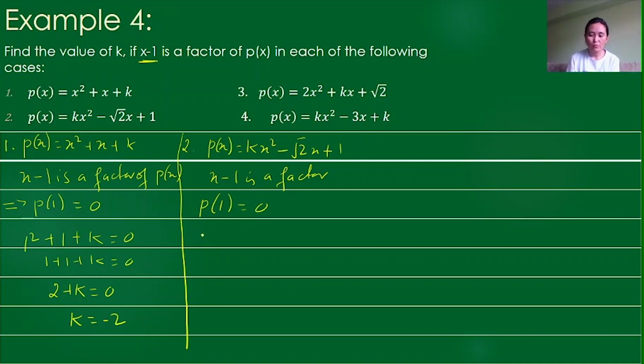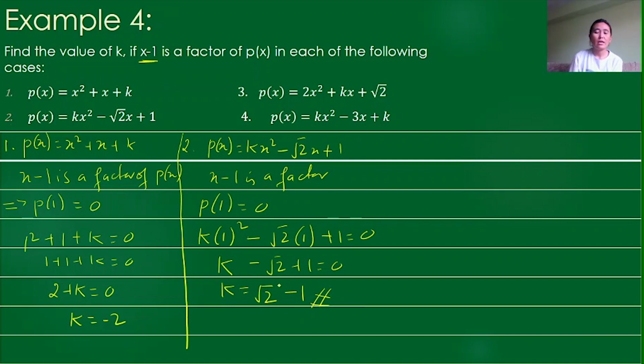So we'll find p(1), that is k times 1^2 - square root of 2 into 1 + 1 equals 0. So 1^2 is 1, so k - square root of 2 + 1 equals 0. K equal to, we'll move these numbers to the right hand side, you will get k = root 2 - 1. So this is the value of k. Since we cannot add or subtract rational and irrational numbers, we'll leave the answer as it is.